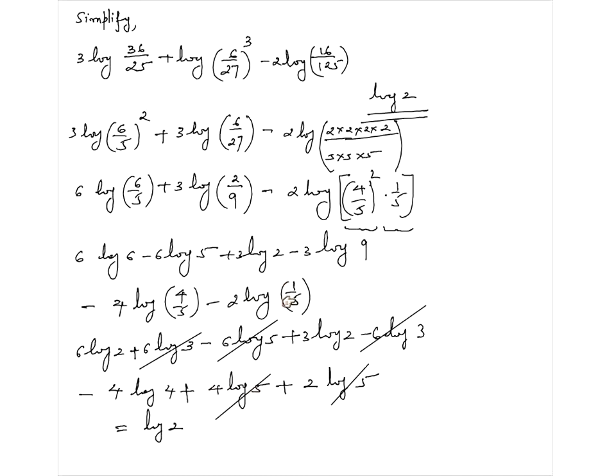Log m by n, log m minus log n. What is log of 1? So 0. So only log 5 will survive here. Now this 4 log 4, this 4 can be written as 2 square. 2 square, that power rule, square will make it 8. 4 into 2 is 8.